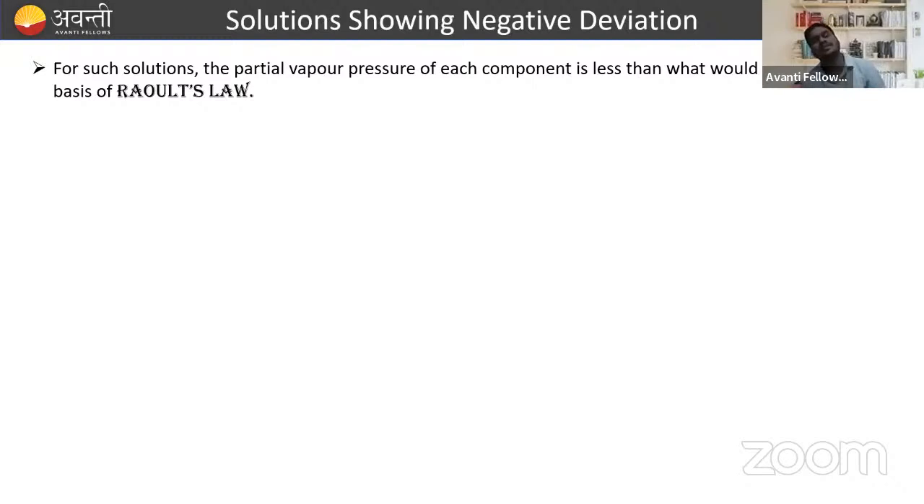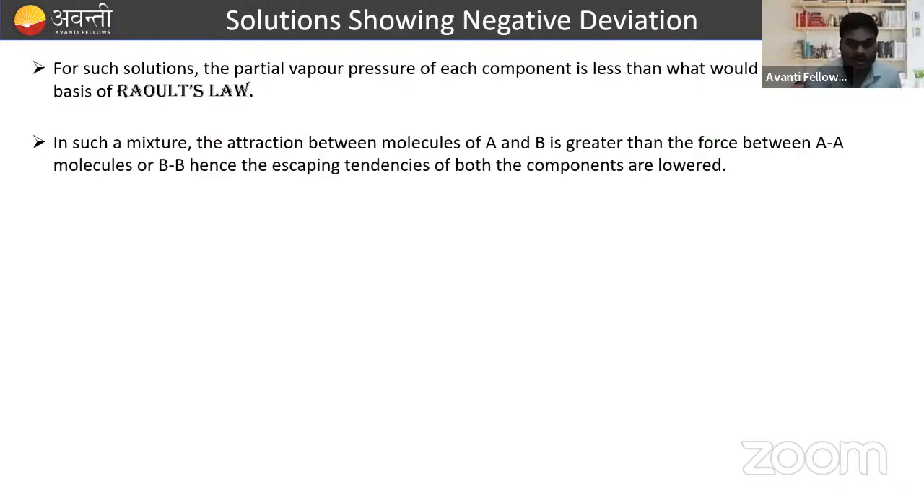Now, on a similar basis, beta, what is negative deviation? For negative deviation, the vapor pressure comes out to be less than what we expect from Raoult's law. In such a mixture, what is the cause behind this, beta? Obviously, the force of attraction between the solute and solvent is more as compared to the force of attraction between solute and solute, and solvent and solvent.